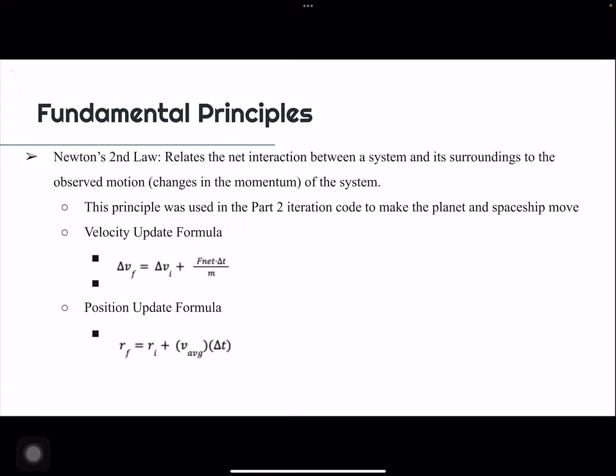There were a few fundamental principles needed to tackle the lab. In fact, the whole lab is based around Newton's second law and changes of energy. In the lab, Newton's second law is used and it revolves around net force equaling a change of momentum over a change in time. Newton's second law can also be manipulated and rewritten into the velocity update formula as well as the position update formula. And the total net force of this experiment is found when the gravity and spring force of the object is added.